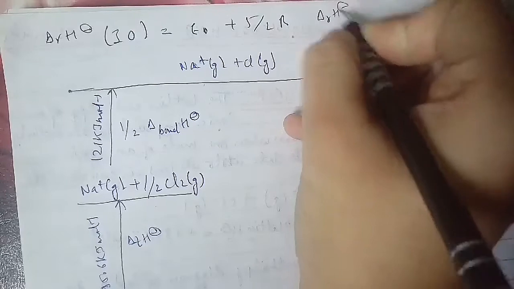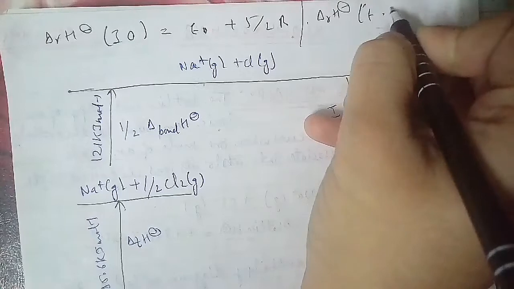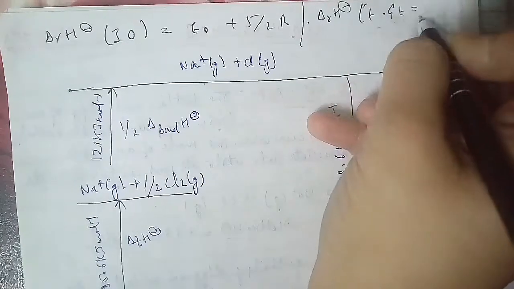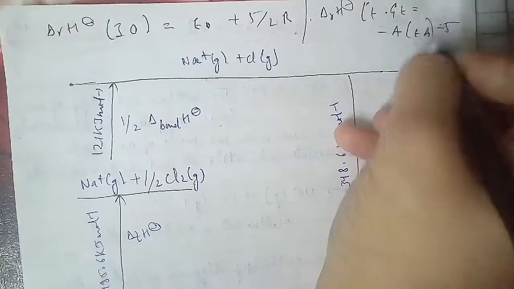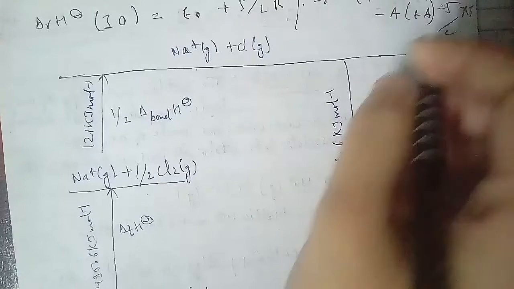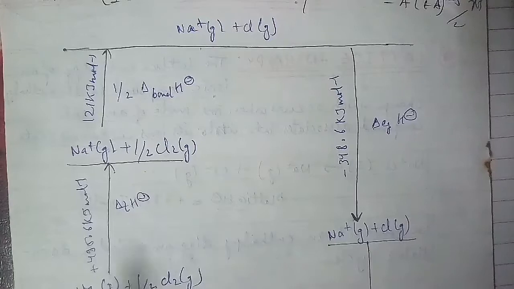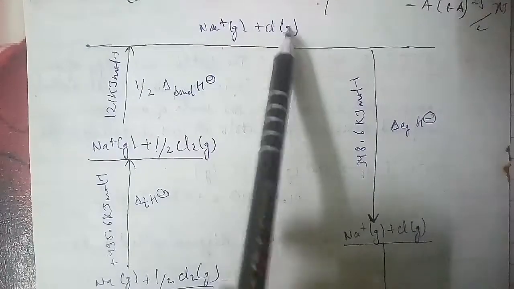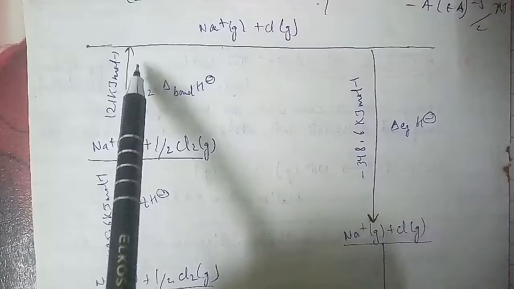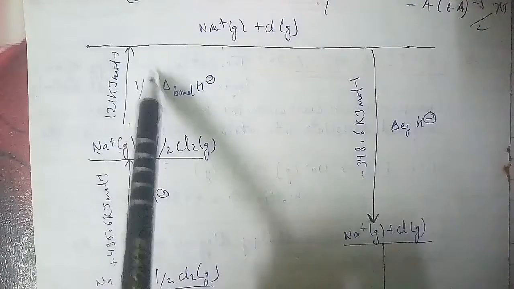And this is the diagram representation, the enthalpy diagram for the lattice enthalpy of NaCl. Here this is Na+(g) plus Cl-(g), in the gaseous state, and Na+(g) and half of Cl2. It goes with half the bond enthalpy, which is 121 kJ/mol. When it returns, the enthalpy change we have is minus 348.6 kJ/mol, and it gives Na+(g) plus Cl(g), both in the gaseous state.